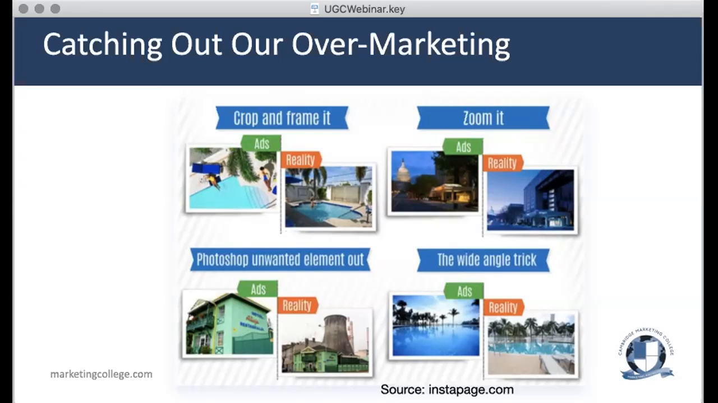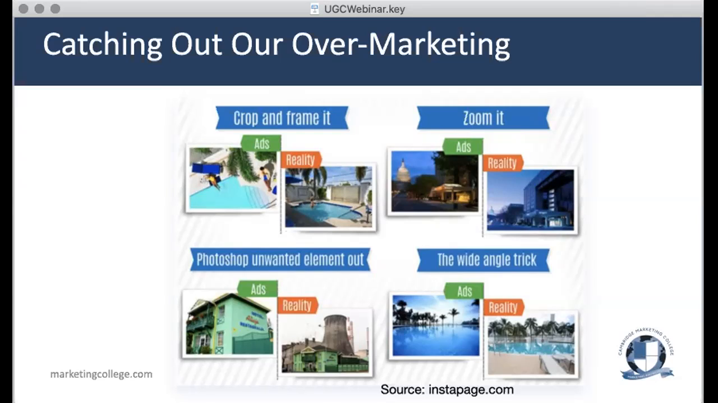Now, of course, from a customer's perspective, looking at that, we can get caught out. We can then find ourselves in really deep water, because that in itself can be shared. And there are lots of examples of over-marketing on the internet. Here's a little example for some venues and hotels from instapage.com, where the angle of the photo and the stretching, if you like, of the truth means that we can get caught out. But of course, user-generated content is real, and people love it.